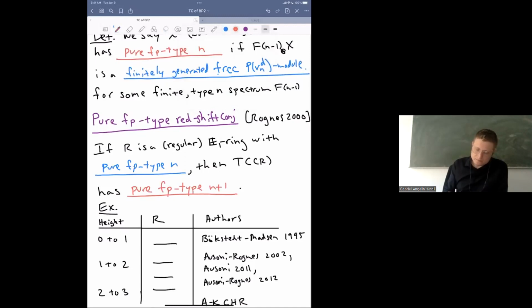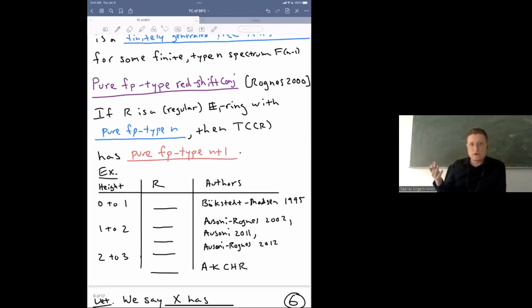then TC of R has pure FP type N plus 1. So the general philosophy of the redshift conjecture is that when you apply either algebraic K theory or topological cyclic homology, you're increasing the chromatic height by 1. And this is one way to precisely formulate it. So if R has pure FP type N, then TC of R has pure FP type N plus 1.